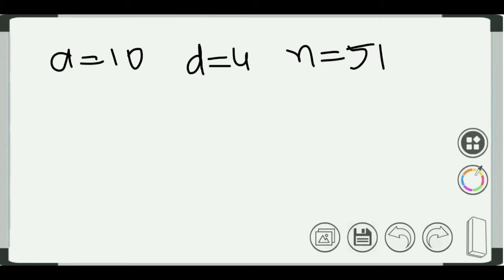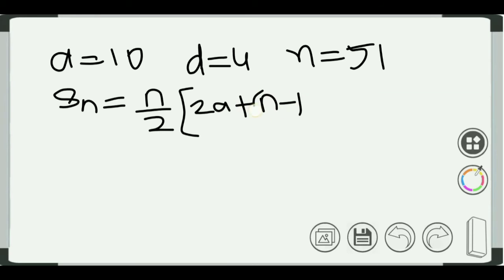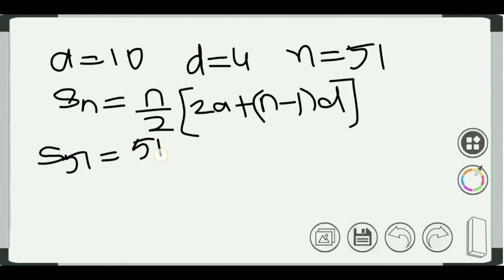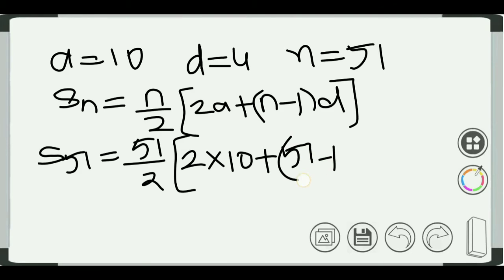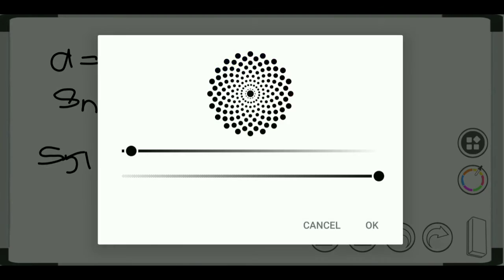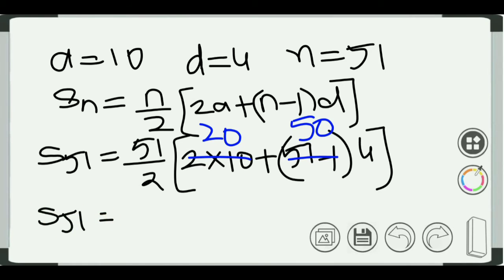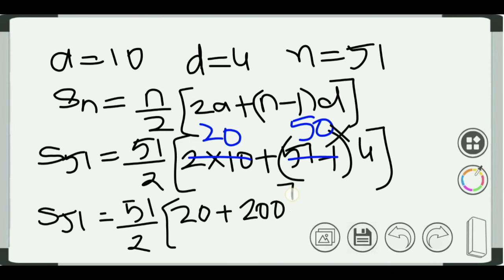So substitute in the formula. Sn is equal to n by 2 into 2a plus n minus 1 into d. N is what? 51. So S51 is equal to 51 divided by 2 into 2 times A, which is 10, plus 51 minus 1 into D, which is 4. Okay, so 2 into 10, 20. 51 minus 1, 50. So S51 is equal to 51 by 2 into 20 plus 50 into 4. See, what is 50 into 4? 200. So 51 by 2 into 20 plus 200.